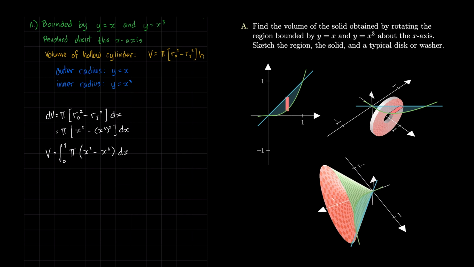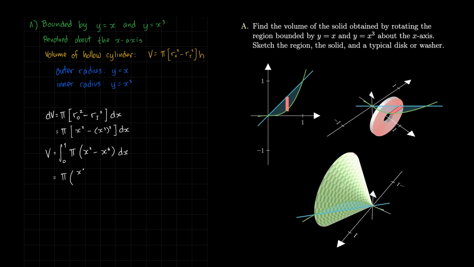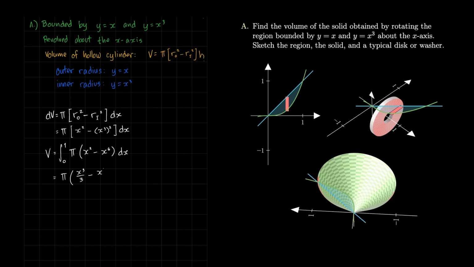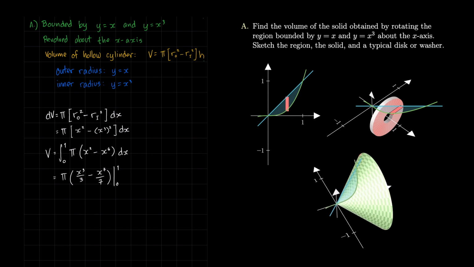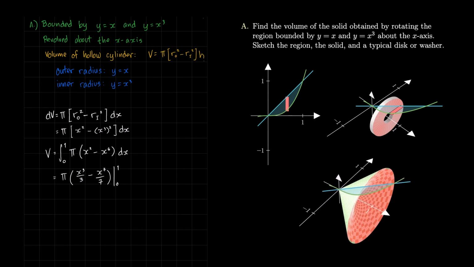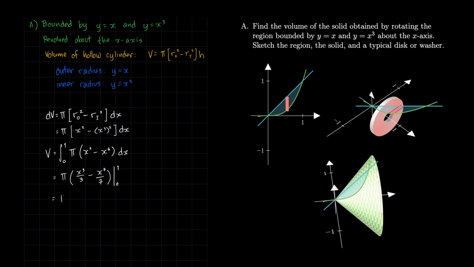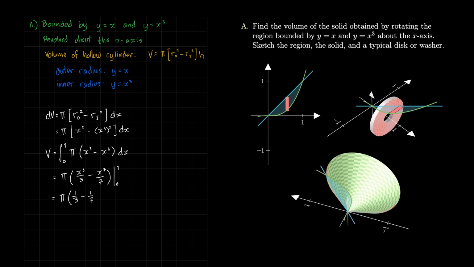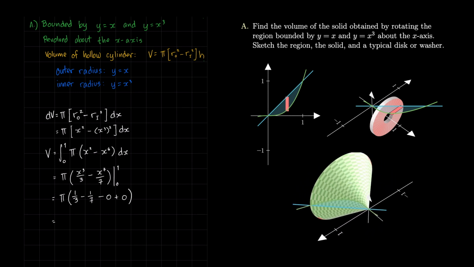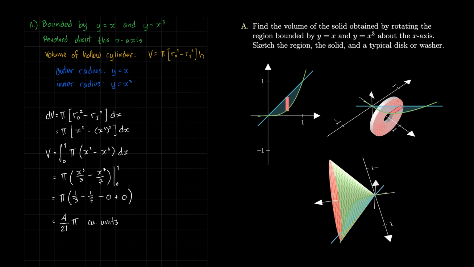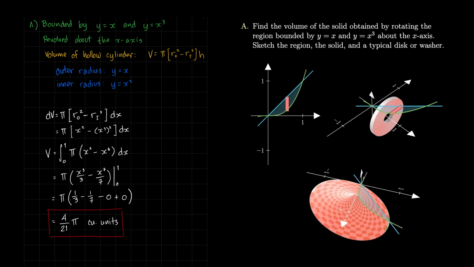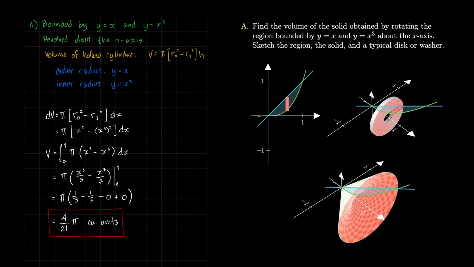Evaluating the integral will give us the antiderivative pi times the quantity x cubed over 3 minus x to the seventh over 7. Evaluating this again from 0 to 1, we have our volume to be equal to 4 over 21 pi cubic units. Now let's box our final answer and prepare to move on to the next item.